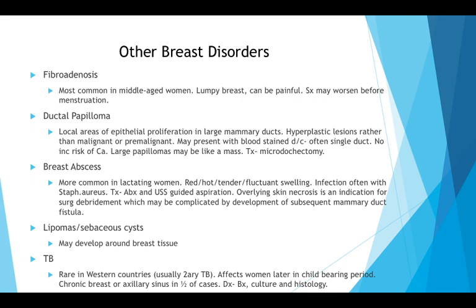Lipomas and sebaceous cysts, pretty straightforward really. They develop around breast tissue. Lipomas are just benign tumours arising from adipose tissue. And finally, tuberculosis may present also in the breast, but it's rare in Western civilization, particularly. And diagnosis is based on biopsy culture as well as histology.